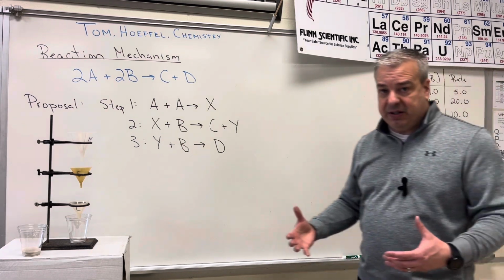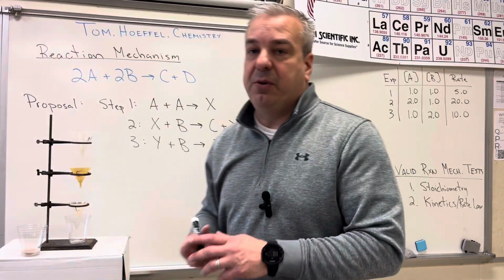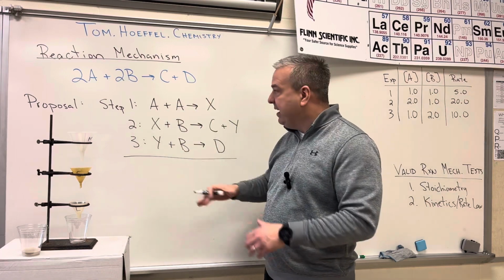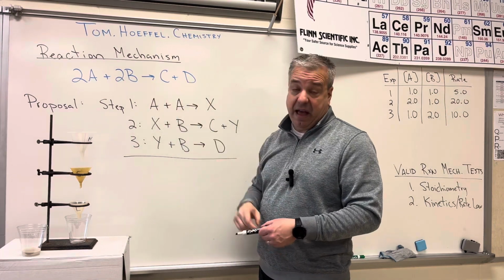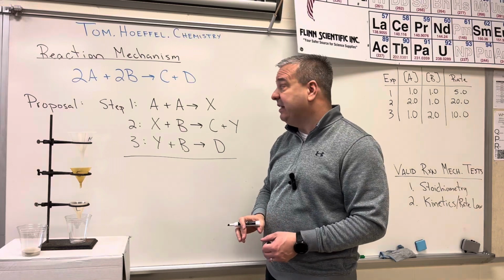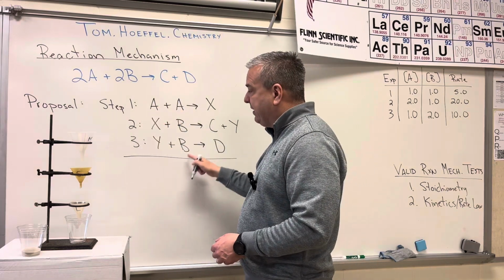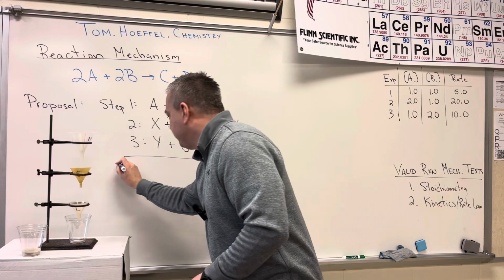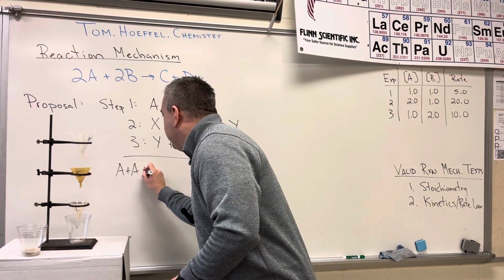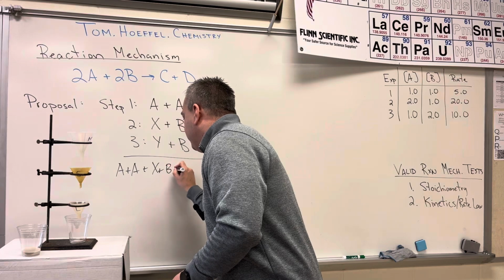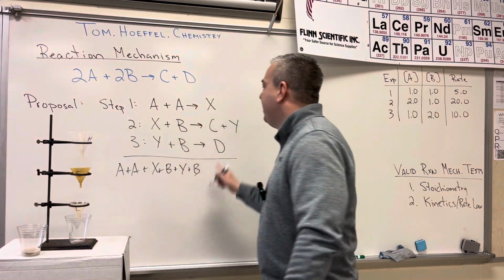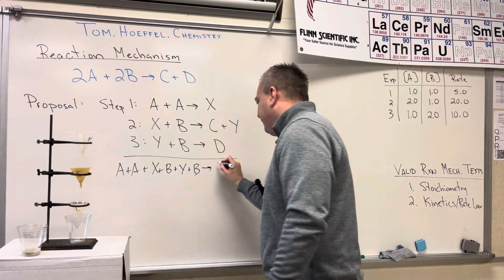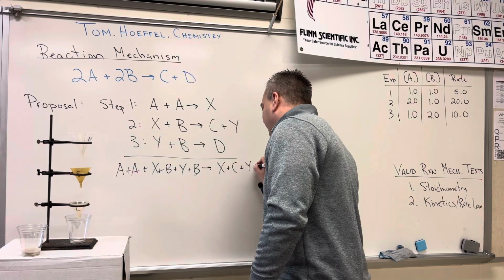To pass the stoichiometry test, all you have to do is add your chemical reactions together. So I'm going to add these three elementary steps to see if they actually add up to 2A plus 2B yields C and D. If you remember, you're going to put all the reactants on the left-hand side. So I got A, X, B, Y, B. So here we go. A, X, B, Y, B. And then the product side is going to go on the other side: X, C, Y, D.